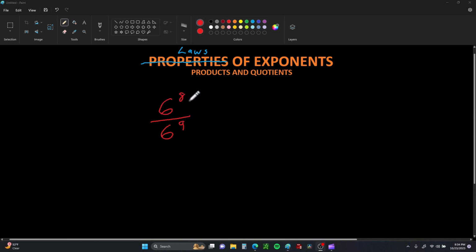So here we have 6 to the 8th power divided by 6 to the 9th power. So I would have 6 to the 8 minus 9. That would give me 6 to the minus 1. And that is equal to 1 over 6.